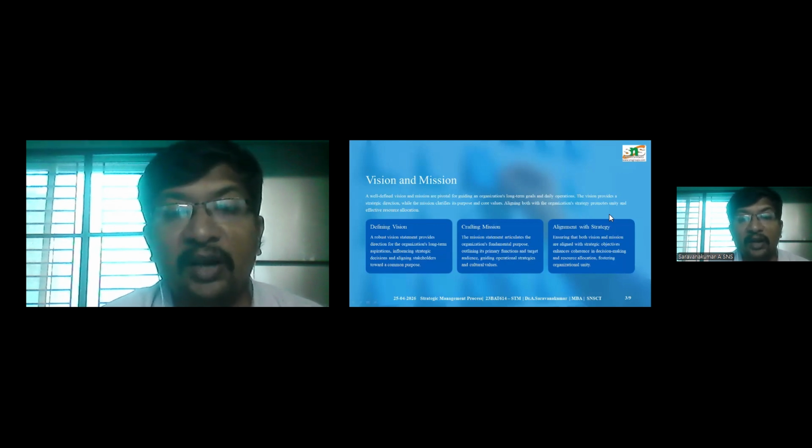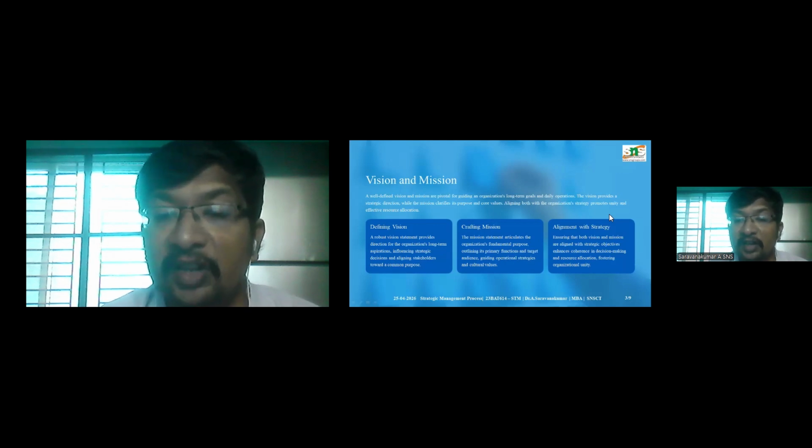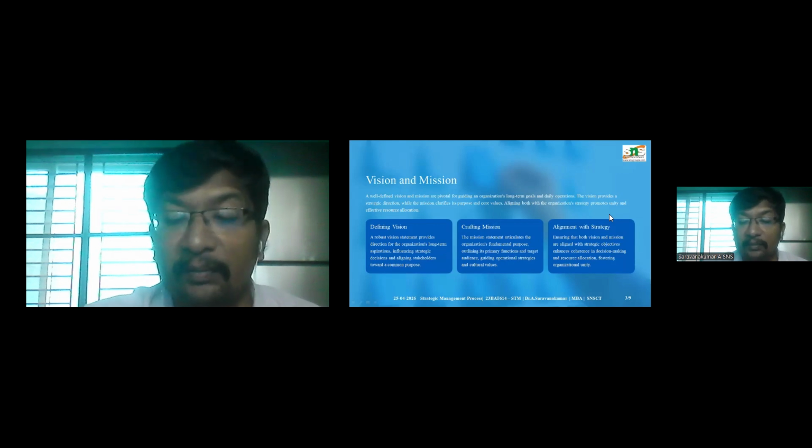Crafting mission: the mission statement articulates the organization's fundamental purpose, outlining its primary functions and target audience, guiding operational strategies and cultural values. Aligning with strategy: ensuring that both vision and mission are aligned with strategic objectives enhances coherence in decision making and resource allocation, fostering organizational unity.